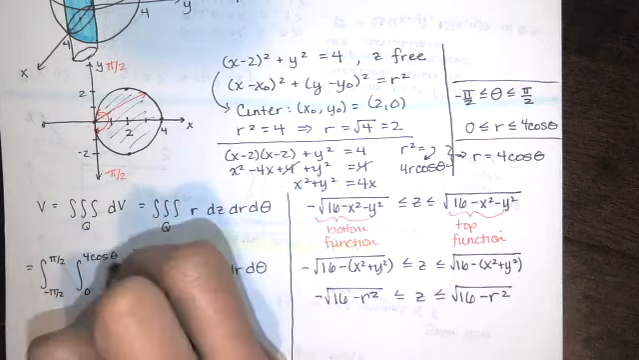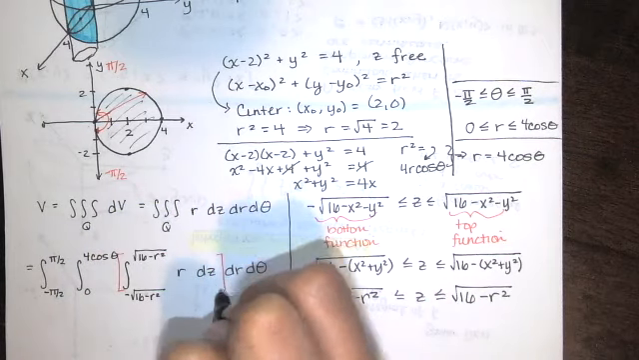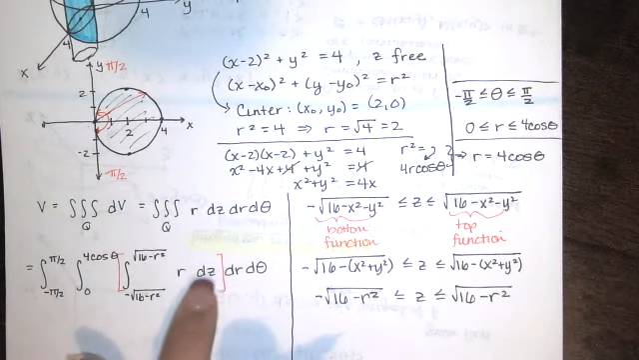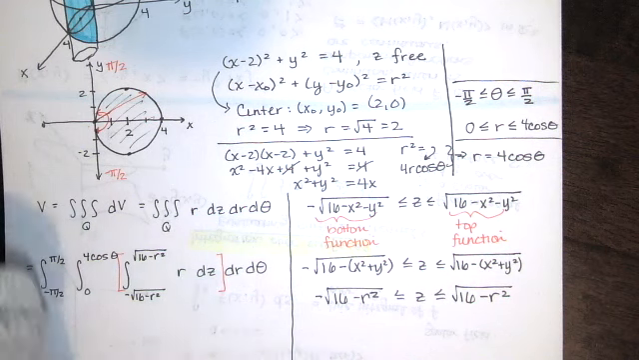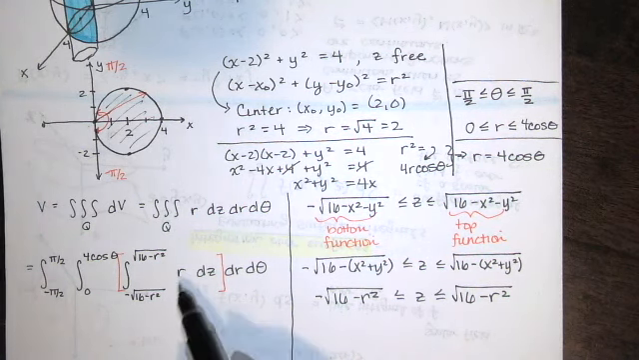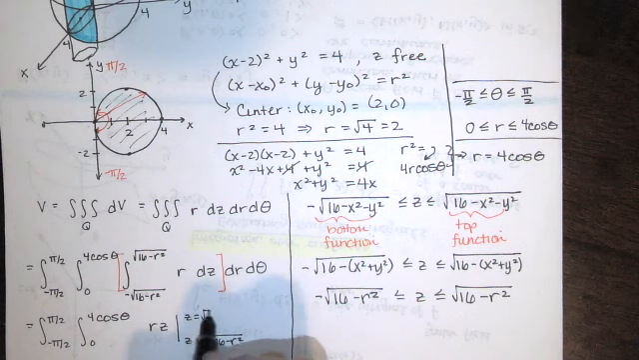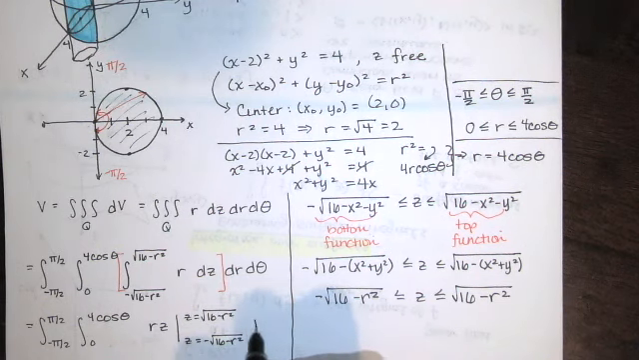Now we're going to start on the inside and work our way out, anti-differentiating with respect to the variable that's there. The antiderivative of r with respect to z is just r times z because r is just constant with respect to z. And then we evaluate from z equals the negative square root of 16 minus r squared to z equals the positive square root of 16 minus r squared.